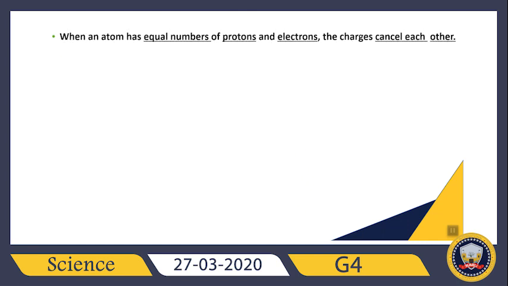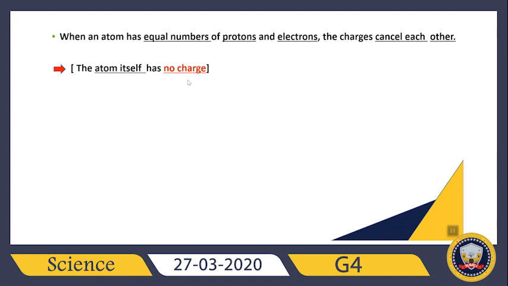So when an atom has an equal amount of protons and electrons, when the number of protons and the number of electrons are the same, the charges cancel each other. Cancel each other means if we have 3 protons and 3 electrons, we have 3 positive charges and 3 negative charges. Both of them cancel each other, which means that the atom itself has no charge.